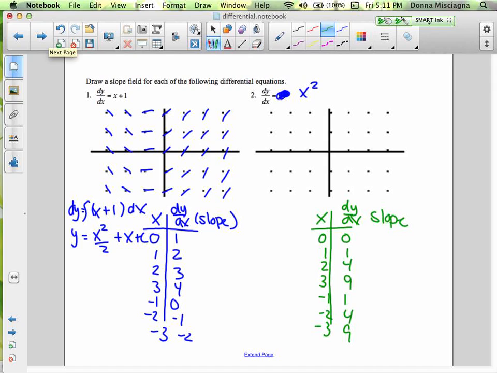So I like the zeros. 0, 0, 0, 0, 0. All right, and so 1. I'm not going to get this so steep. 1, 1, 1, 1, 1, and I'm going to have 1 also at negative 1. Notice all of my slopes are positive. So this is an increasing function everywhere.